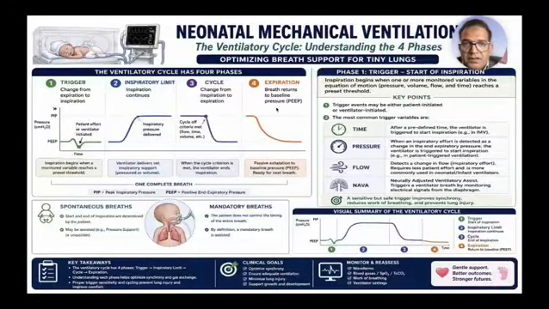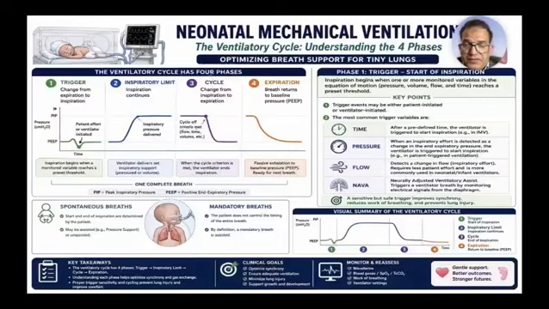The ventilatory cycle is actually 4 phases. The first phase is the trigger, which is a change from the expiration to inspiration. This will be followed by the inspiratory limit, and the set pressure will be delivered for a certain time. This time depends on whether you are flow cycled or time cycled.